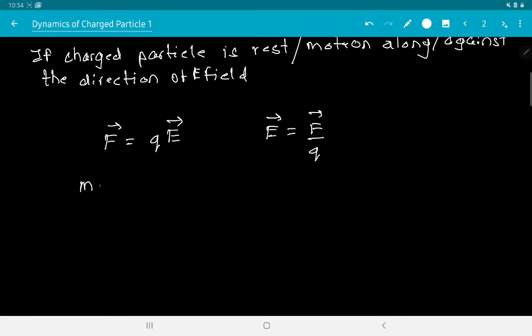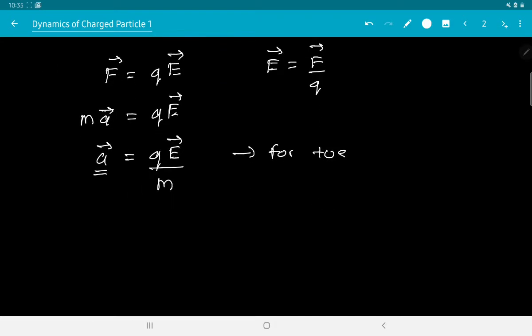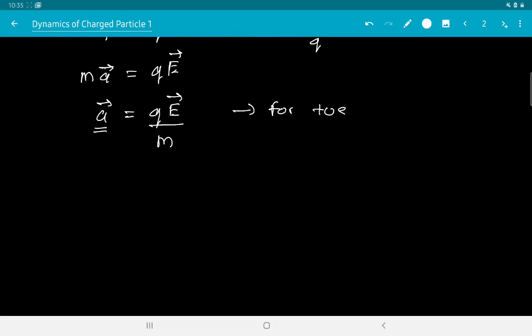Now, force is also equal to mass into acceleration, where m is the mass of the particle, and this will be equal to Q into E. Therefore, we can write acceleration will be equal to Q into E divided by mass. That is, the acceleration of the particle will be in the direction of the electric field for a positively charged particle. And for a negatively charged particle, if you put a negative sign here, you will understand that acceleration will be in the opposite direction of the field.